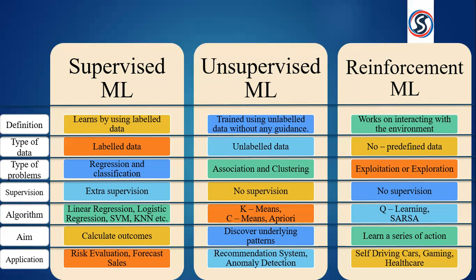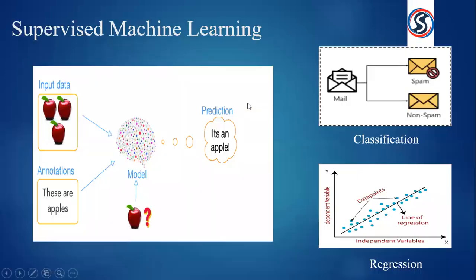As our brain is getting trained, as humans are getting trained, based on that concept we have reinforcement machine learning.